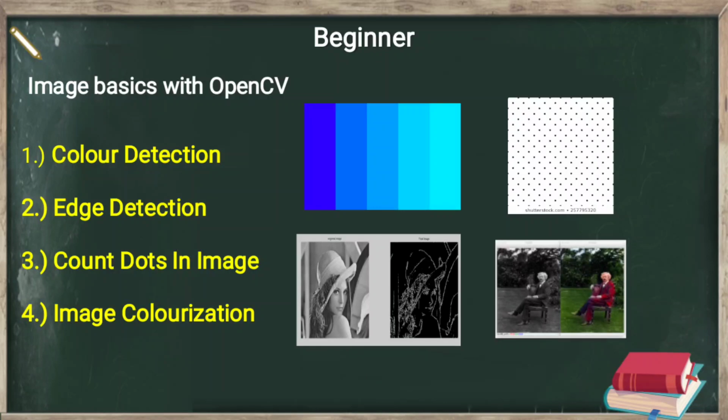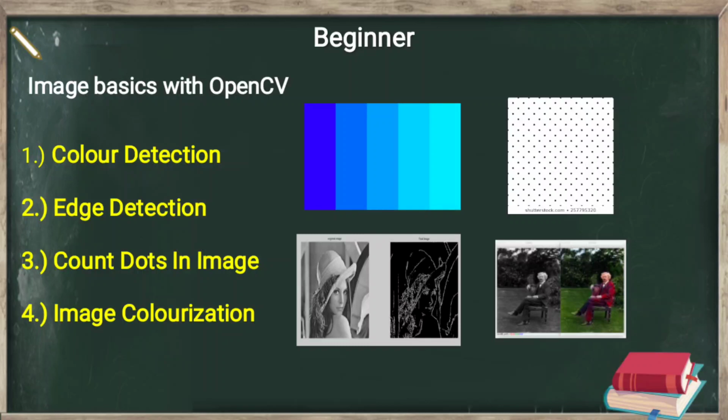Okay, so our second project in this category is edge detection. This one is called edge detection. Edge detection is an image processing technique for detecting the edges in an image or to determine the boundaries of objects within an image. So I hope this is understood.